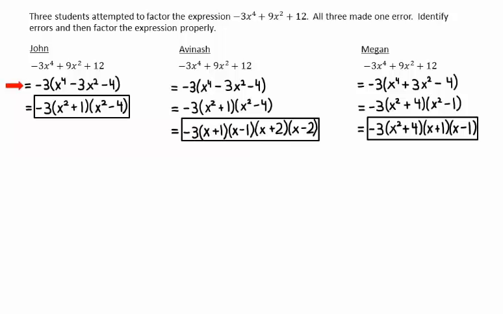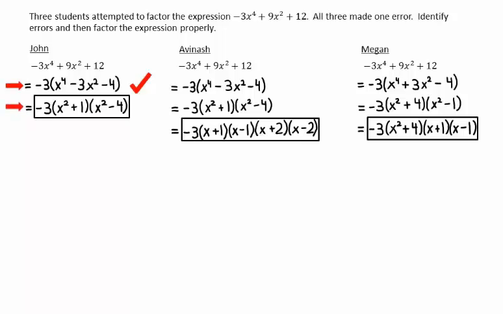John's first step was to factor out the negative 3 from the expression. Upon doing that, we're left with x to the 4 minus 3x squared minus 4. If we were to expand this back out, we do in fact end up with the original expression. This first step then is correct.